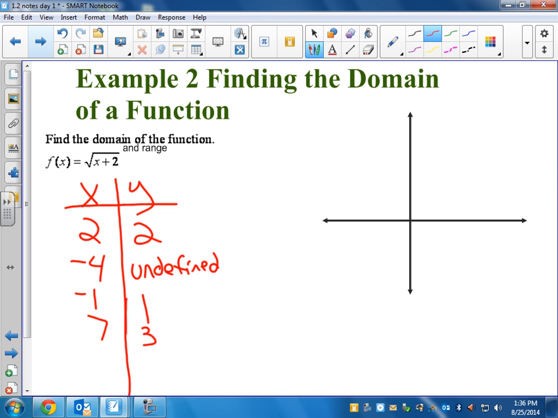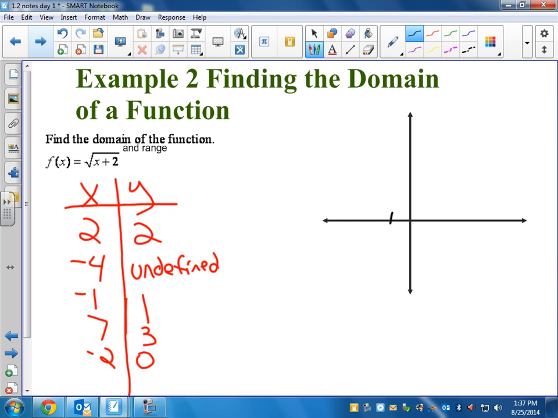So negative 4 I can't pick. What's the smallest number I can pick without it being imaginary? Chase says negative 2. What happens when I plug negative 2 in there? And what's the square root of 0? If I don't want imaginary numbers, you agree 0 is the smallest number I can get under a radical. Which means you probably could figure out what's the smallest x value that you need without actually making a graph, because you can't have a negative under your radical.